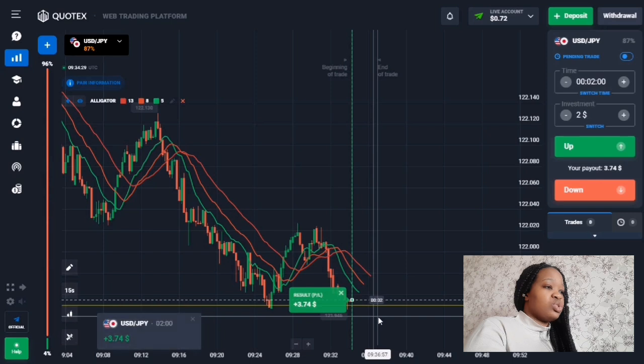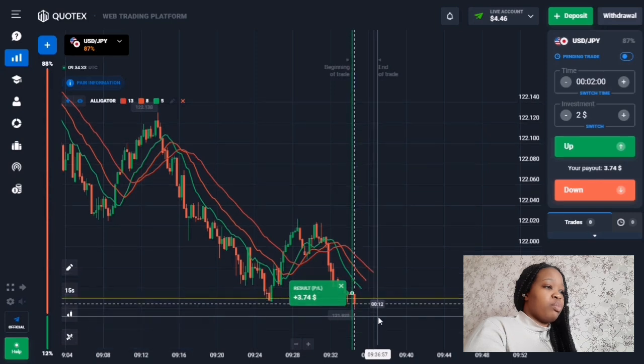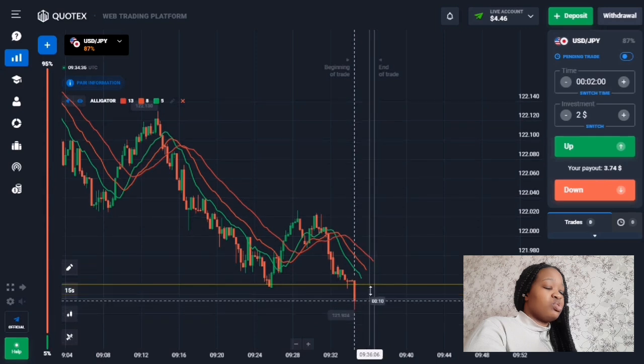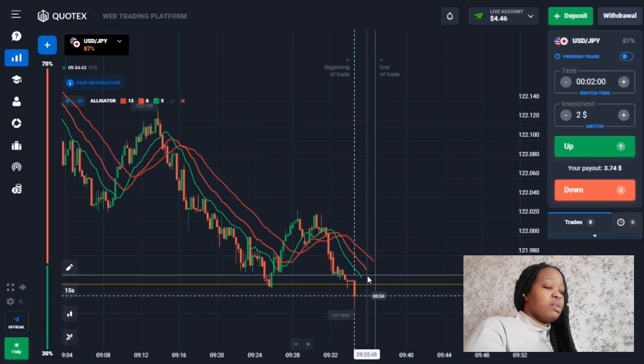Analyzing this trade, the price trended down and broke through this level, and this trade was profitable. The indicator also showed a very good entry point. So let me go on.